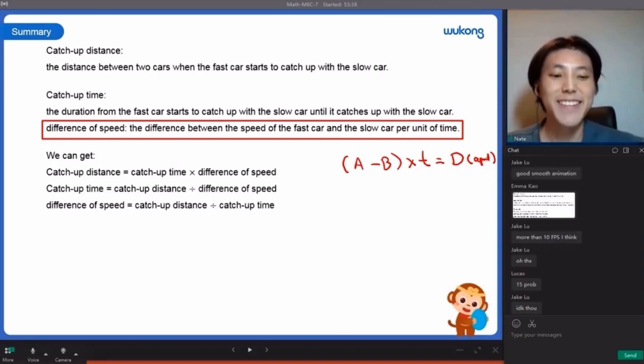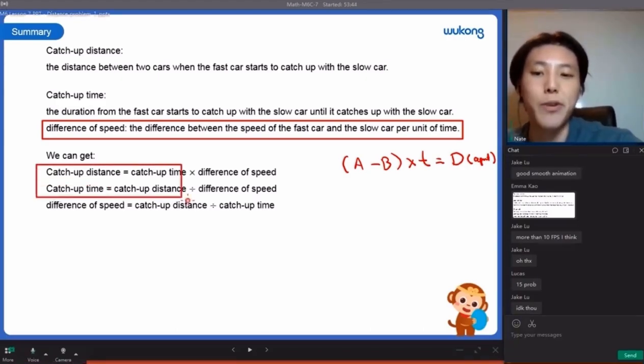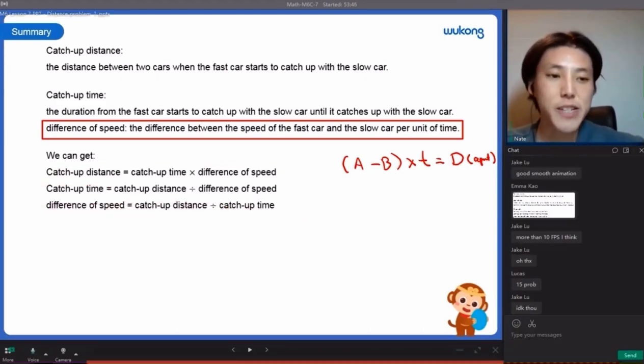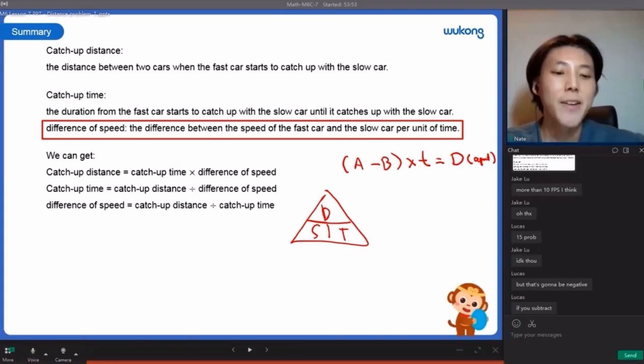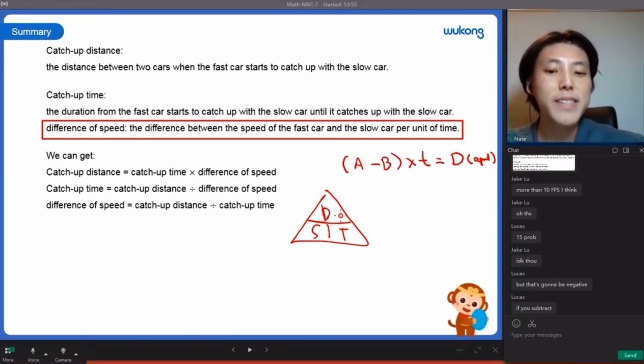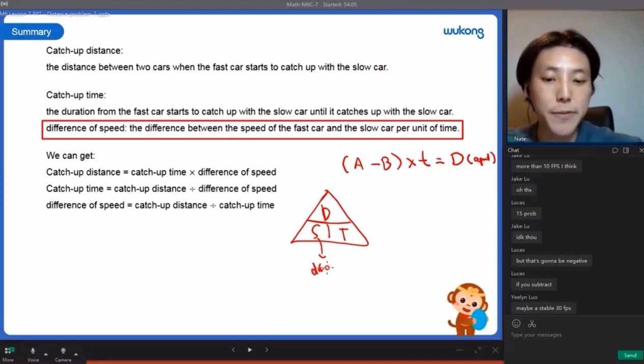Okay? So there we go. These are the relationships, but you really don't have to memorize them. That just comes from the pyramid. It's the same thing. Because the distance in this case is the distance between each other, and the time is what it takes for one of the cars to catch up, and the speed is the difference of speed. That's the only difference.